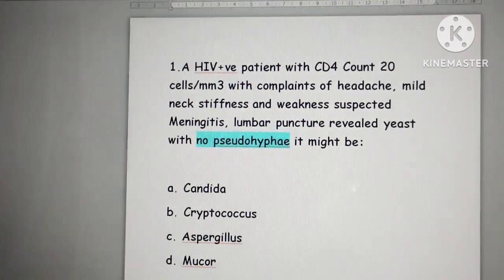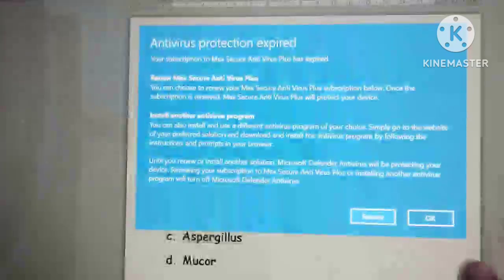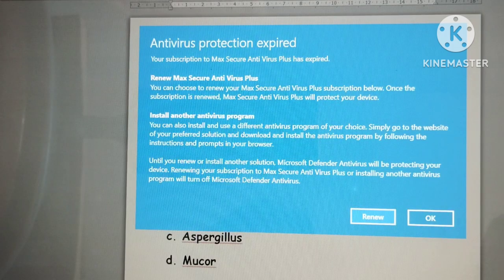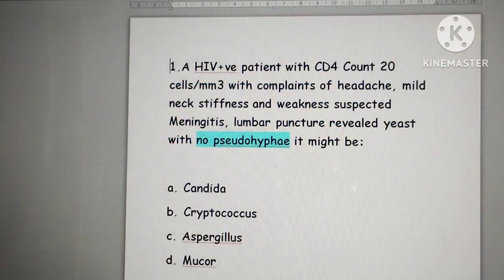So what's the clue given here? First, he's an HIV patient, so immunocompromised. Second, he is having the signs of meningitis. Third, the lumbar puncture reveals no pseudo hyphae, right? If there is a pseudo hyphae, there is a chance of candida, but here there is no pseudo hyphae, so the candida is ruled out.